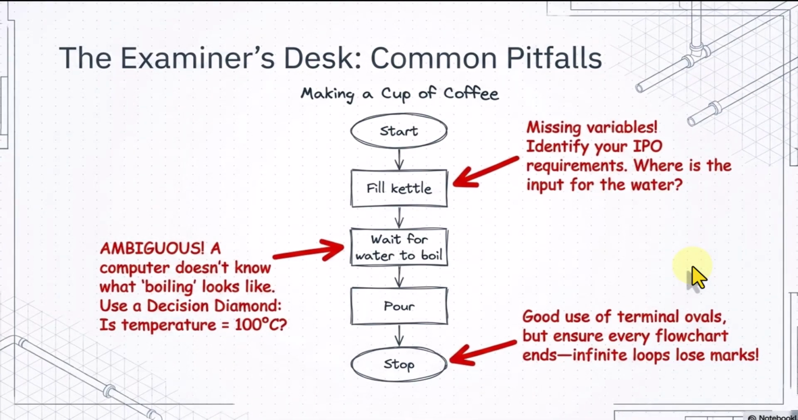Some common pitfalls in flowcharts you can have, for example, missing variables. Identify your IPO requirement. Here we are missing the input. Where do we have input and what do we have to input?